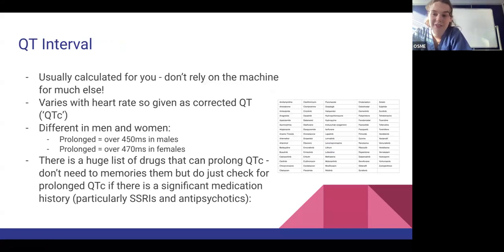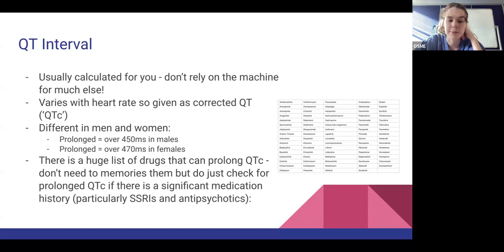And then finally, you're going to have a look at the QT interval. The machine, when you get the interpretation on the top, will usually calculate it for you. It's pretty useless otherwise, so don't read that for anything else other than the QT interval. It varies with heart rate, so it's given as corrected QT, QTC, different in men and women. Just remember that little one. And then there's an enormous list of drugs that can prolong it.